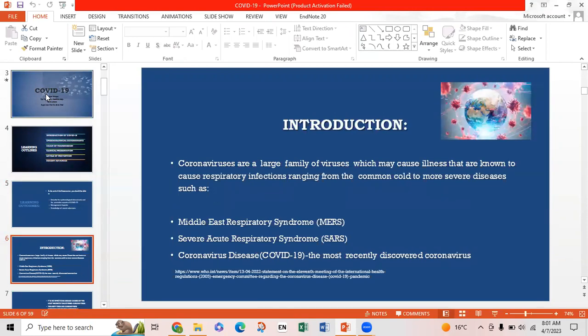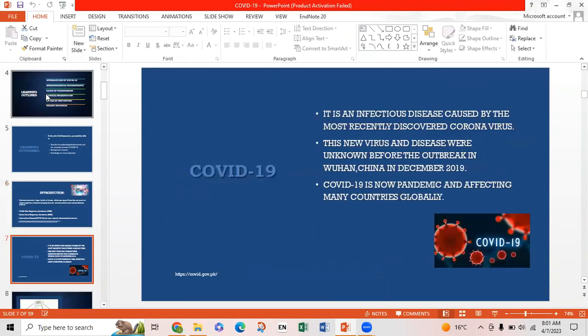Introduction: coronaviruses are a large family of viruses which may cause illness. They are known to cause respiratory infections, ranging from the common cold to more severe diseases, such as Middle East respiratory syndrome, severe acute respiratory syndrome, and coronavirus disease, the most recently discovered coronavirus. It is an infectious disease that is caused by the most recently discovered coronavirus. This new virus and disease were unknown before the outbreak in Wuhan, China in December 2019. COVID-19 is now a pandemic and is affecting many countries globally.